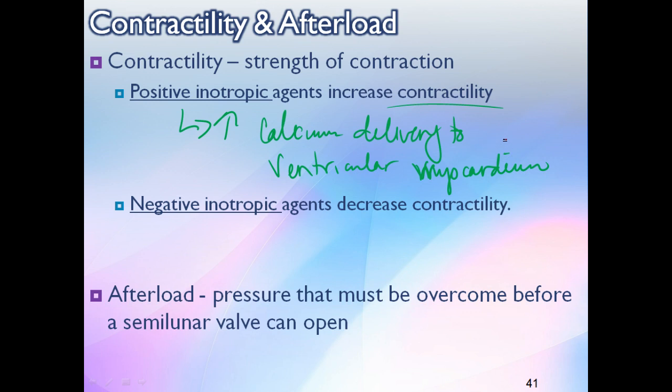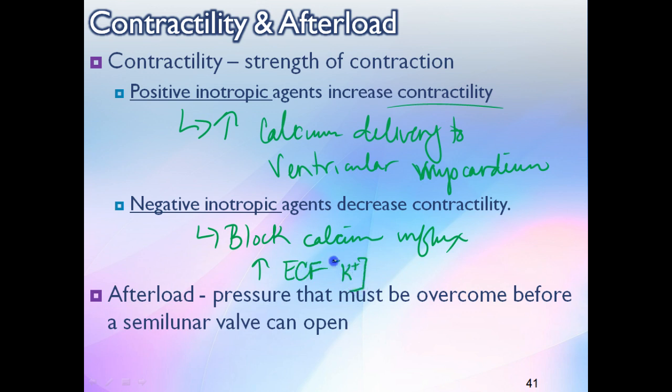Okay. Now, anything that did the opposite of that would be a negative inotropic agent. So things that block calcium influx are going to be a negative inotropic agent. And also sometimes increased extracellular potassium concentrations, because this makes repolarization difficult.